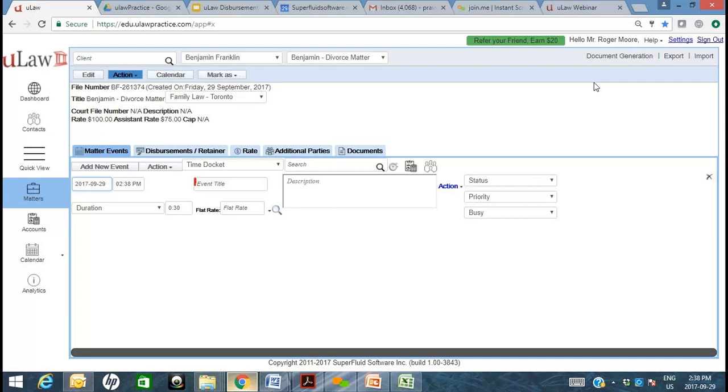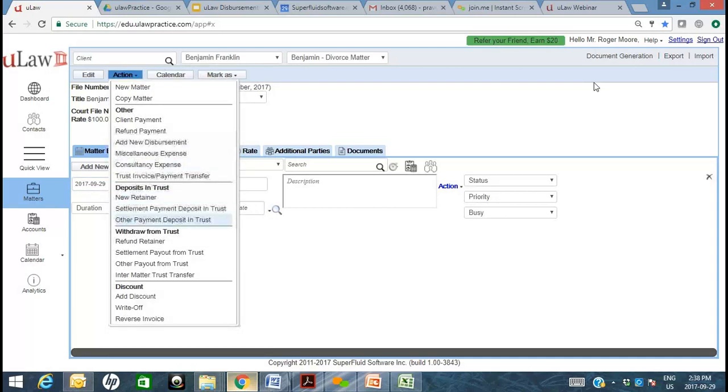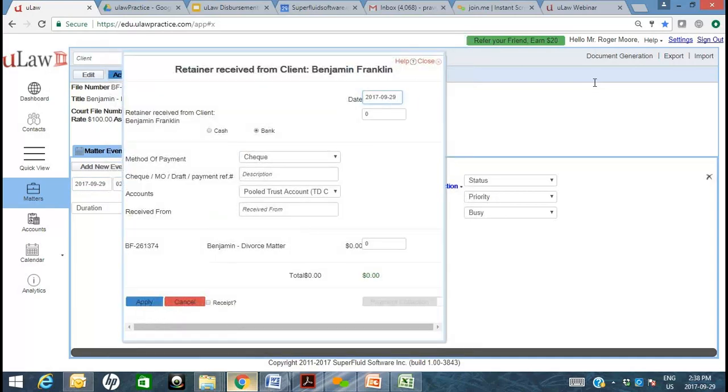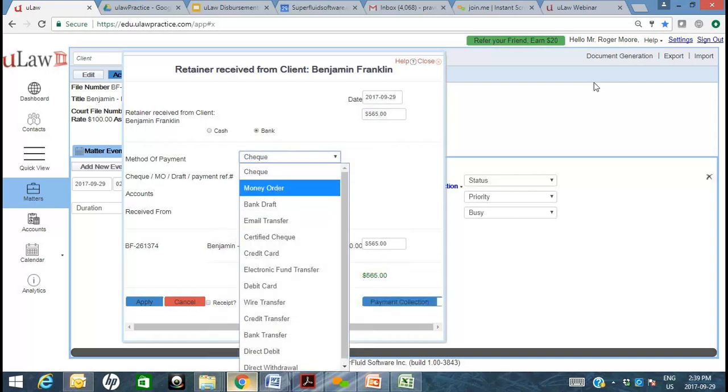Let's first assume there's a retainer involved. So we'll start off with intaking a retainer. We'll click on New Retainer, and I can change the date, but I'm just going to stick to today's date. I'm going to take 565 as the retainer. And here come all the particulars that we discussed: the date, the amount, and how did the person pay you? Was it through a bank, through these different formats of check, money order, bank draft, email transfer?